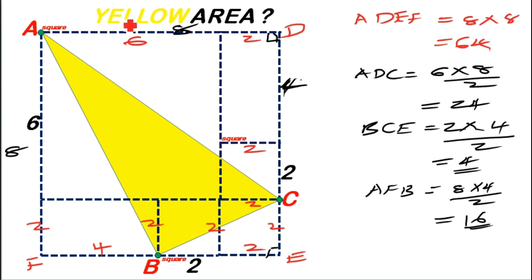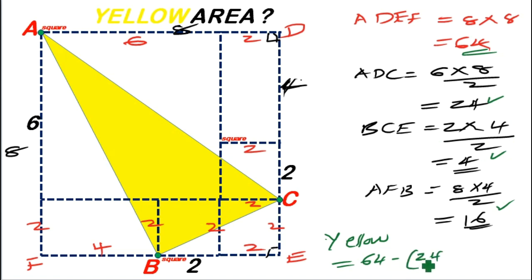So what is the yellow area? Now the yellow area is very simple. So for you to get the yellow area, it is the area of the outer square ADEF, which we found to be 64. Then minus the sum of the areas of the three triangles. This triangle you remove plus this plus that. So if you remove the areas which are not shaded yellow, we have 24 plus 4 plus 16. It is 64 minus 24 plus 4 plus 16. You remove the three triangular regions which are not shaded in all of that square.